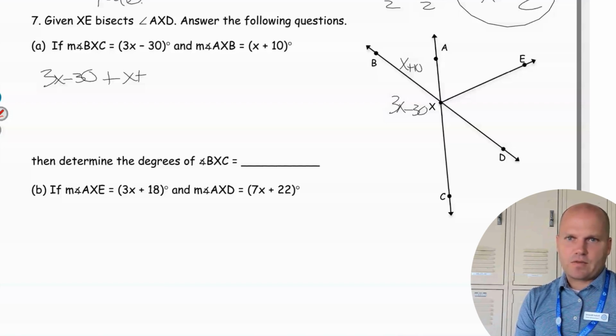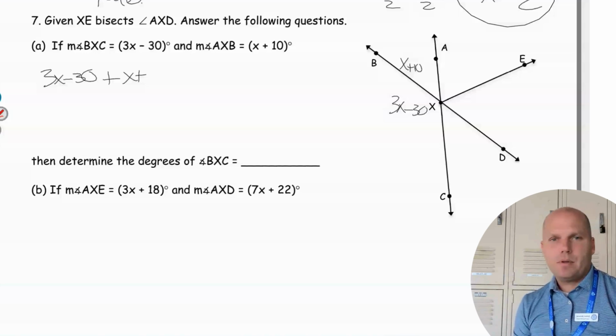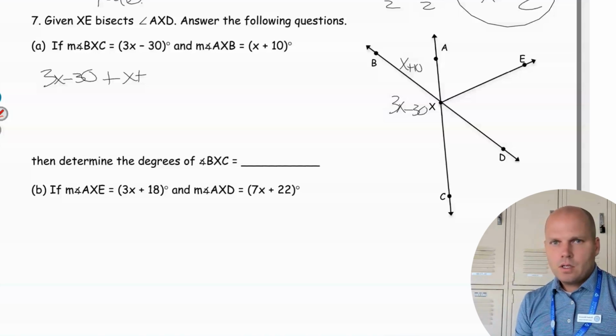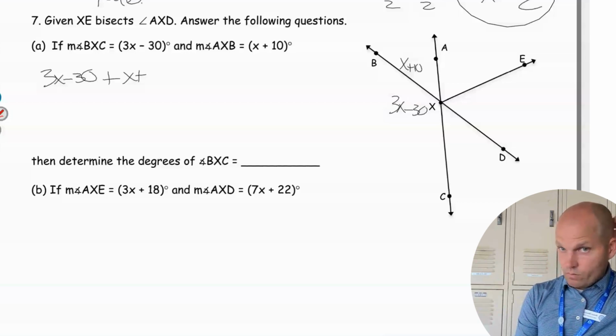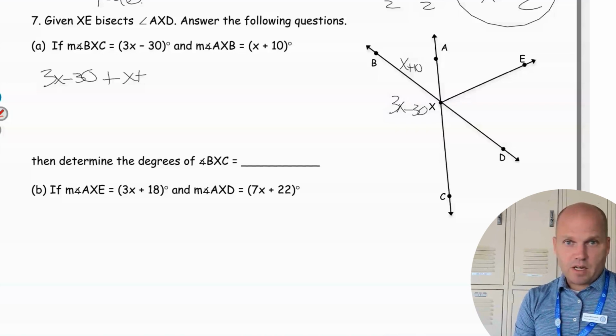EF is 6x minus 4. FG is 3x. EG is 5x plus 8. This plus this equals that. Classic setup. So 6x minus 4 plus 3x has to equal 5x plus 8. 6x plus 3x is 9x, minus 4 equals 5x plus 8.